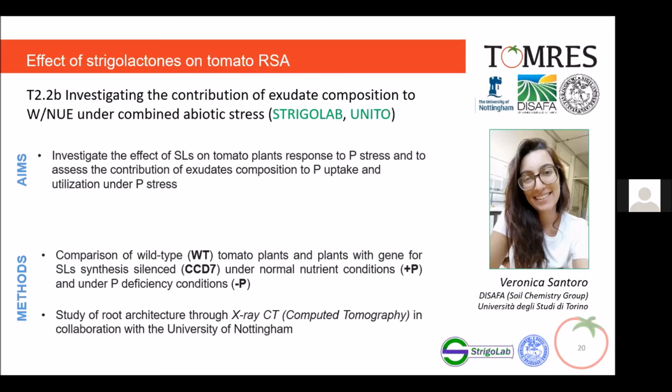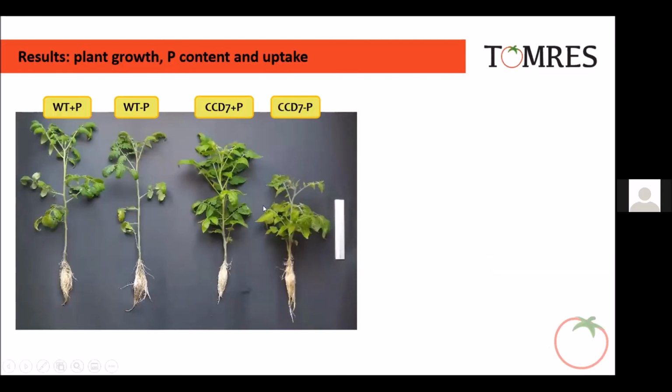She's been looking at the effects of strigolactones on tomato plants under P stress, phosphate stress, as part of investigating the contribution of root exudates. This is an image of some of the plants she's been working on in her PhD at Turin. We have a wild type, the M82, compared to the CCD7 lines, the strigolactone-silenced lines that Francesca mentioned in her talk.